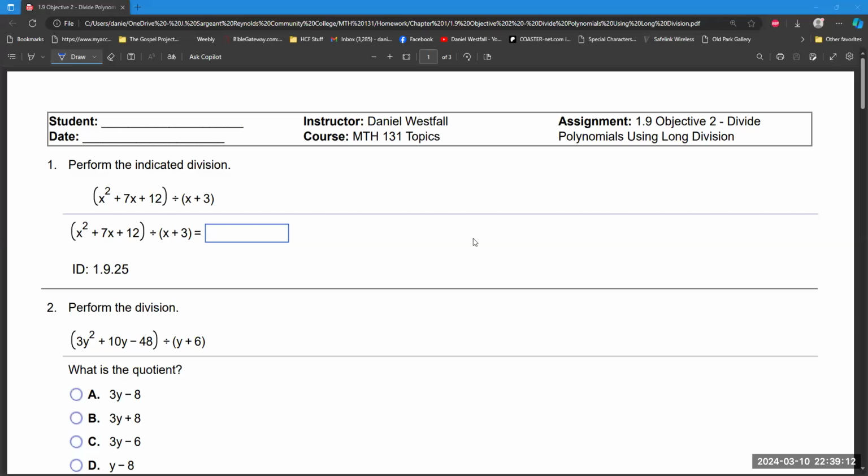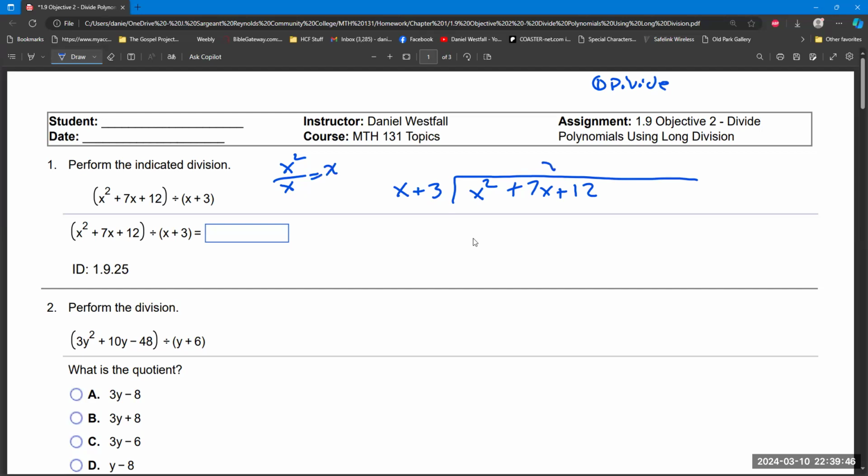In this video, we're going to talk about 1.9, Objective 2, where we divide polynomials using long division. Let's write our long division with the divisor on the outside, our dividend on the inside, and we'll have our quotient up here. So we're going to have 5 steps. We're going to take the leading term here, divided by the leading term here. I'm going to get x, and I'm going to line that up over top of the same degree term here.